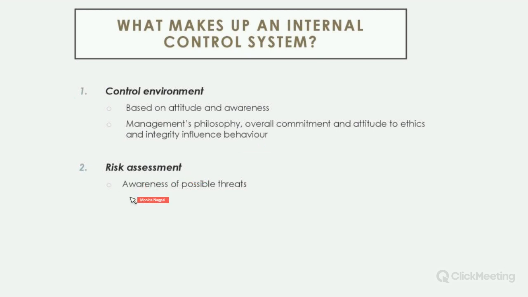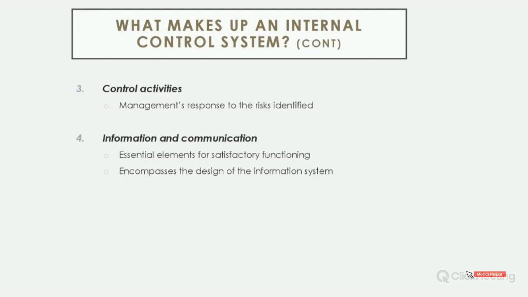Then moving on to risk assessment, which is about awareness of possible threats. For example, what could be the threats that could exist within your recording of financial statements or transactions? You should be aware of those risks and should be putting some control measures in place. The control activities of the business are management's responses to the identified risks. If they have identified risks, then what type of control measures does management put in place? Those are called control activities.